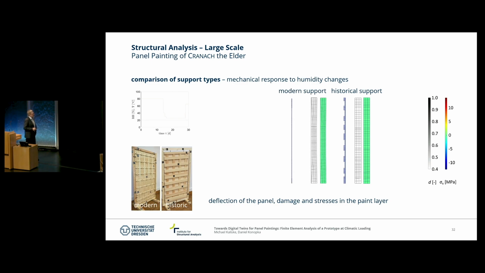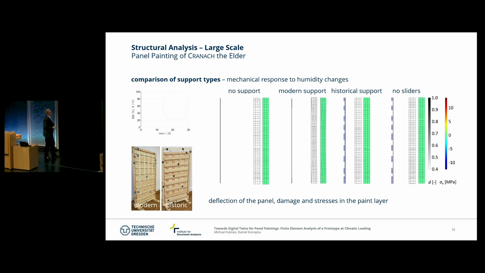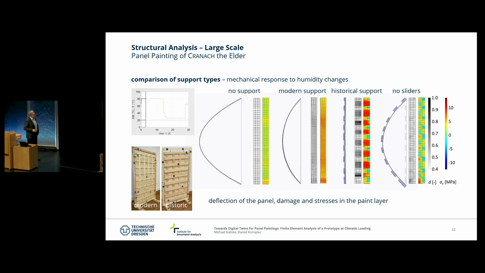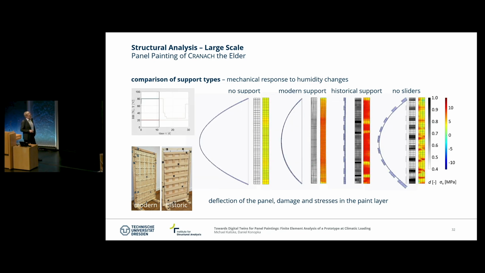So we have the modern support. In order to compare it against it, we have simulated the situation having no support at all, and we compared it against the situation taking off the slider of the historic construction. So first of all, we simulate the first phase, which is the increase of the moisture content, and you see a quite typical response here of our construction.